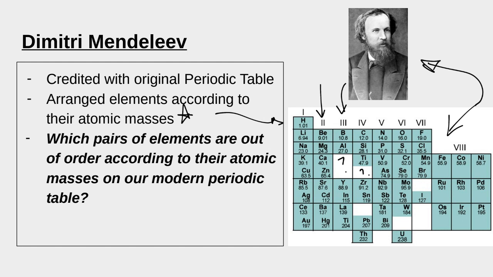I want you to take a look at the elements and find three pairs of elements that are out of order according to their atomic masses. You're going to notice that most of the elements increase in atomic mass. I want you to find three pairs, so two elements side by side, where the atomic mass is out of order.